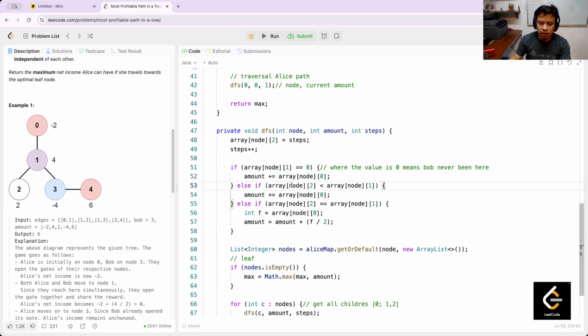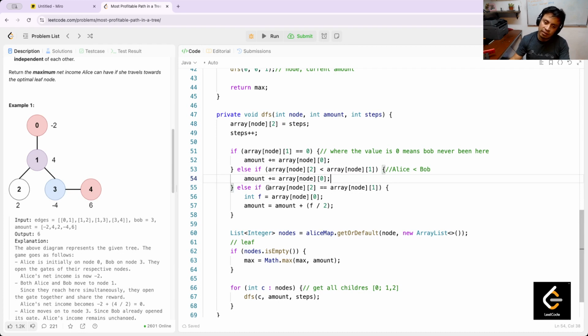Now the next is where Alice has more steps than Bob. It means that Alice reaches, no, Alice is minor than Bob. It means that Alice reaches this node earlier than Bob. For example, here the value is 1 for Alice, and for Bob is 3. It means that Alice reached the node before. In this case, Alice pays for it or gets the profit.